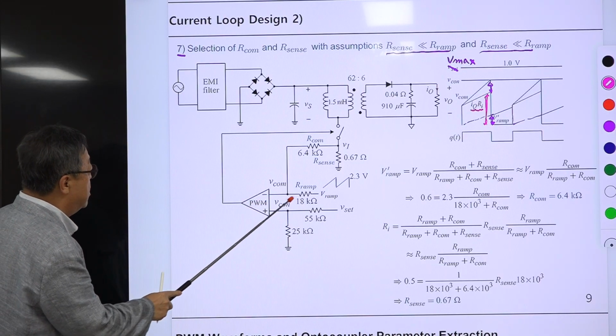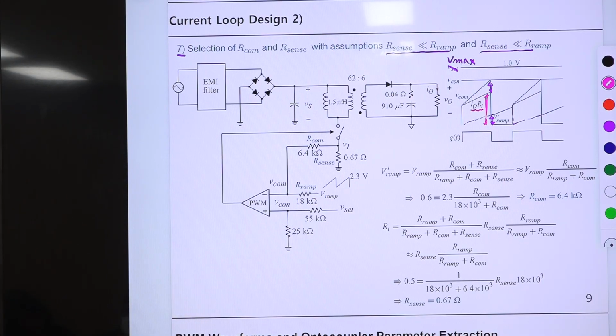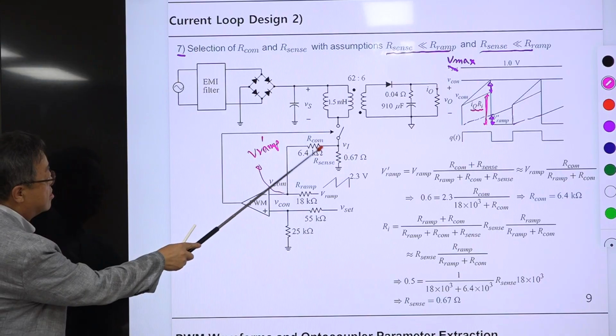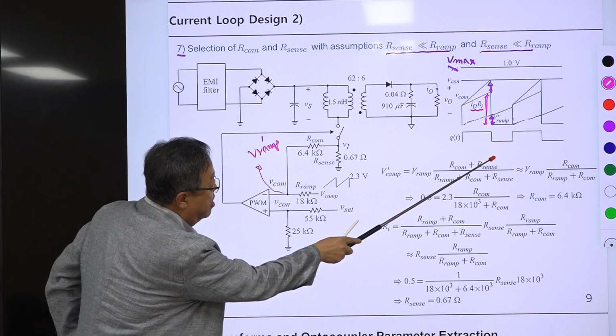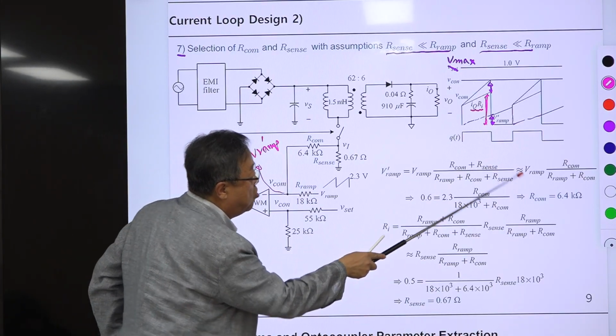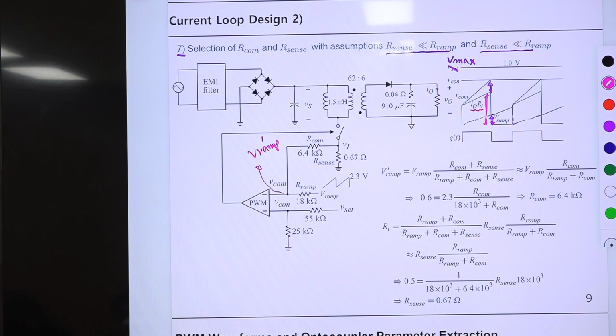And the V ramp prime, this is the V ramp, and V ramp prime is somewhere here. V ramp prime is this part. This is partially V ramp prime. So V ramp is divided by this one. And this is the division, but this Rsense is very small. You ignore this, then you have this, and this value is determined as 0.6, and this is given by this IC. Then this Rcom should be 6.4 kilo ohm.